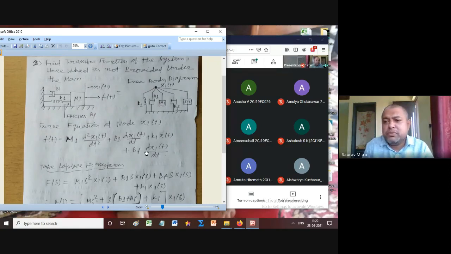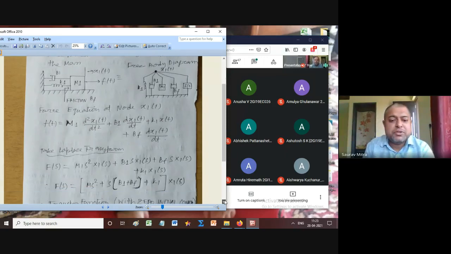So BF is a friction coefficient, and what is the dynamics? BF into dx1(t)/dt. The friction force is related to the system by means of velocity. So this should be x1(t). x1(t) is displacement, related to the spring constant. B1 is friction, related to velocity, and M1 is mass, related to acceleration. So the FT equation is M into acceleration plus B into V(t) plus K into x(t) plus again BF into dx(t)/dt.